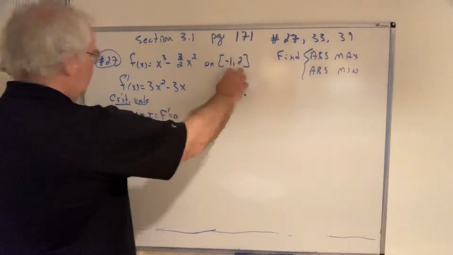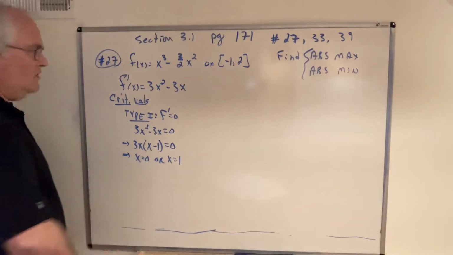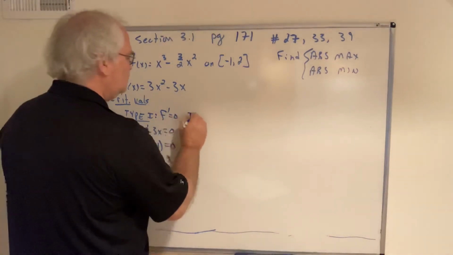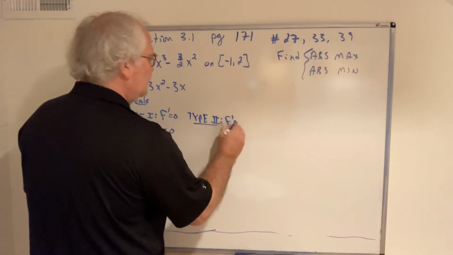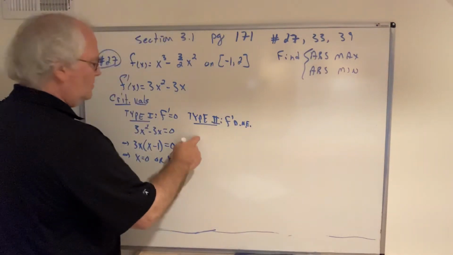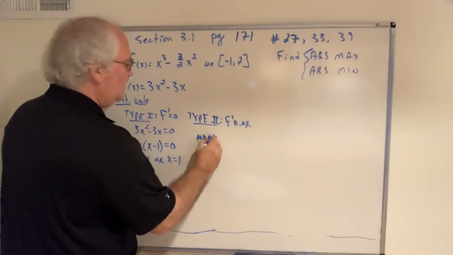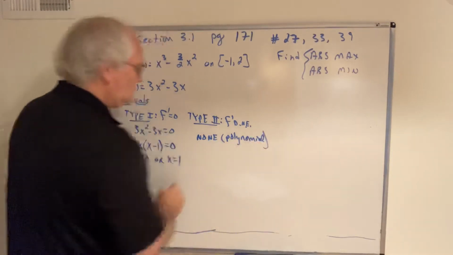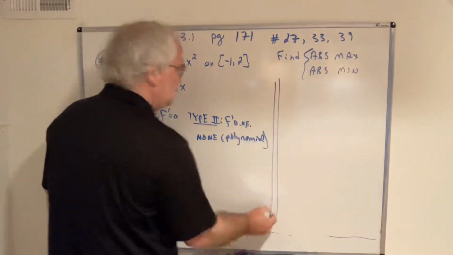We're going from -1 to 2, so 0 is in the interval of interest, and 1 is in the interval of interest. All right, so there's type 1. Type 2 critical values are where the derivative does not exist. Since the derivative is a polynomial, there are none. So these are all the critical values.